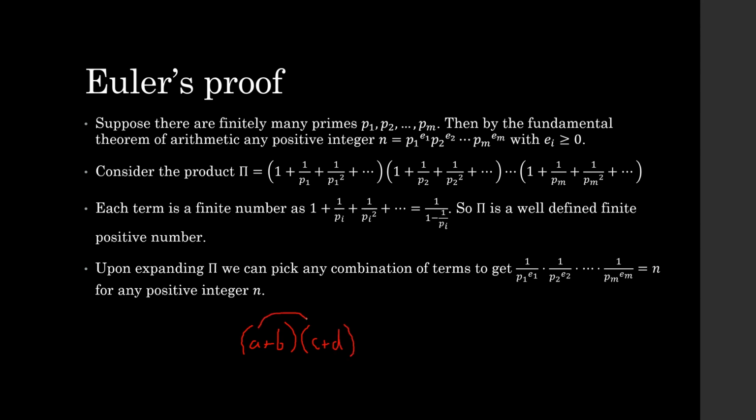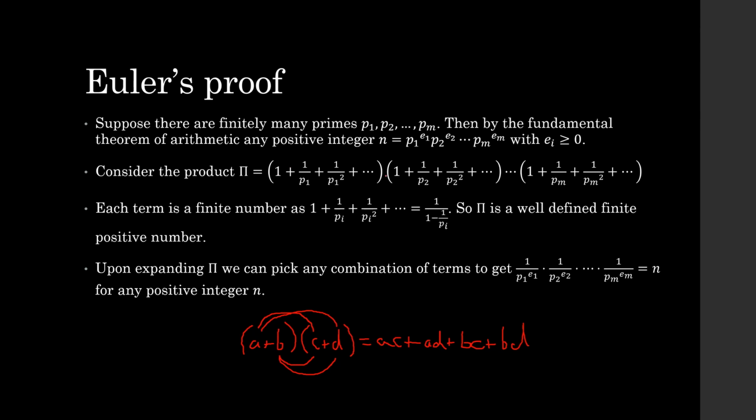in high school, you get a times c, plus a times d, plus b times c, and finally plus b times d. So all we're doing is taking all possible combinations across these two things.